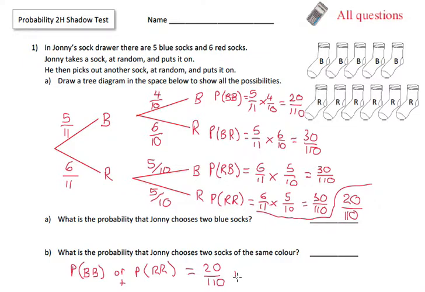The probability of getting a red and a red is 30 out of 110. So the probability of getting the two of the same colour is 50 out of 110. Remember not to add the denominators.